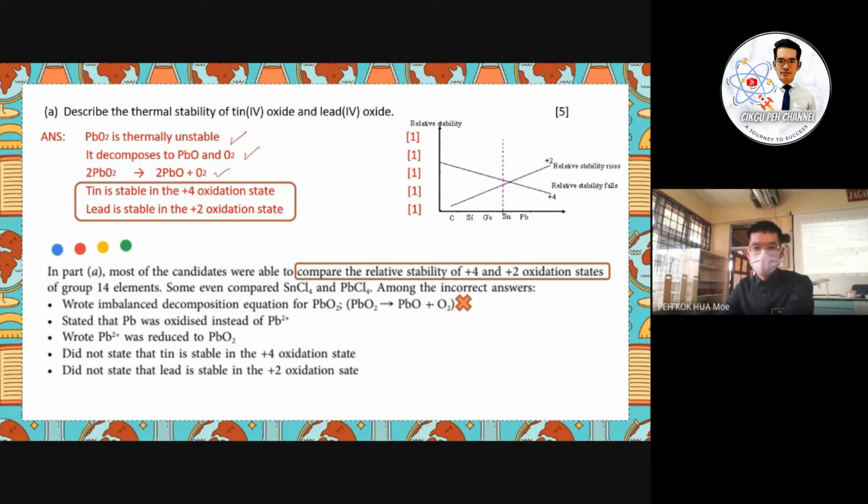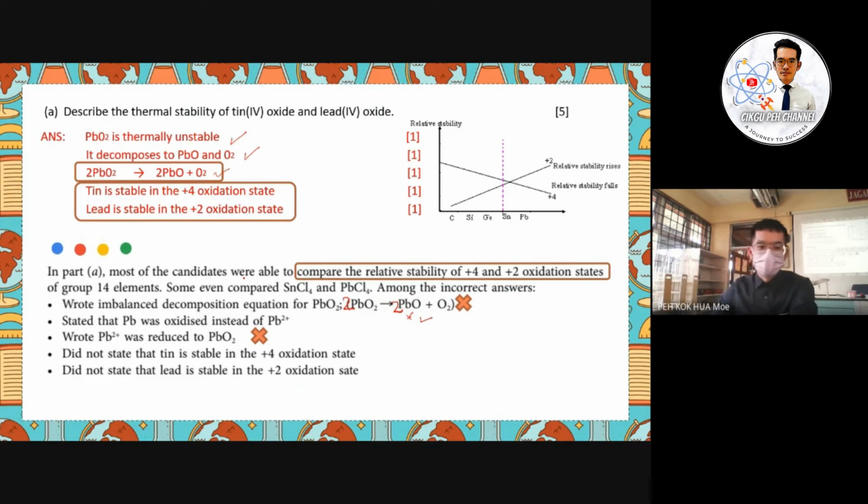And then the next mistake made by the student is that they actually reversed the theory already, because lead(II) oxide is more stable compared to the dioxide. So you have to give the balanced equation. Here the formula is correct, but the wrong part is the unbalanced equation. See or not? So we have to give the correct and balanced equation.